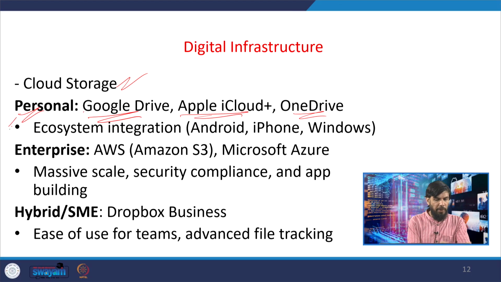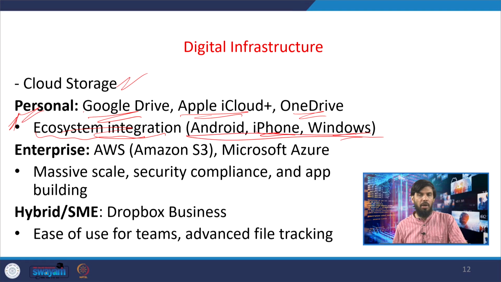So what is the benefit of this kind of cloud storage? You get ecosystem integration. If you are using Android applications and you are using Google Drive, there would be smoother integration and slightly faster access. So for the benefit of ecosystem integration, you would use this in a personal professional context. Similarly for iPhone, similarly for Windows. So these are the three typical options: Android, iPhone and Windows. And for ecosystem integration and for your personal professional work, you would go for this kind of cloud storage.